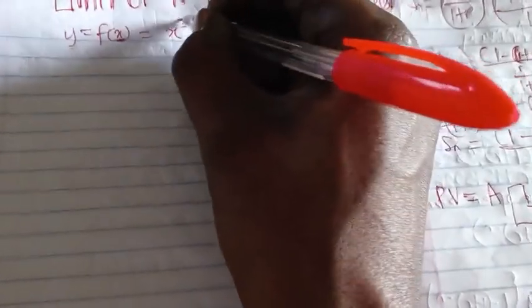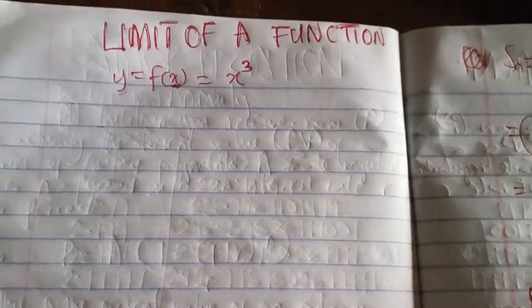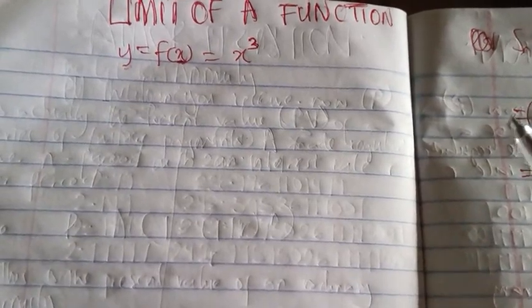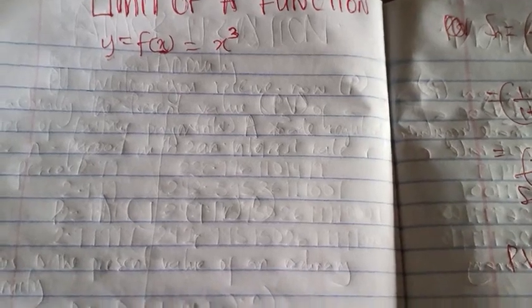Now, let's say I give you a general function. Let's say y equals f of x equals x raised to the third power. Now, let that be a function. Now, this function naturally is defined on the set of all real numbers. When I say a function is defined, what does it mean for a function to be defined? It means it gives us a definite output.